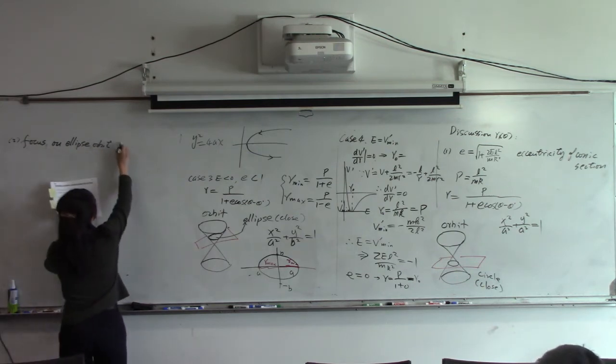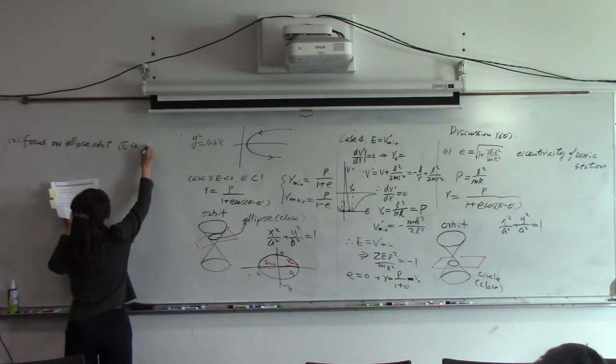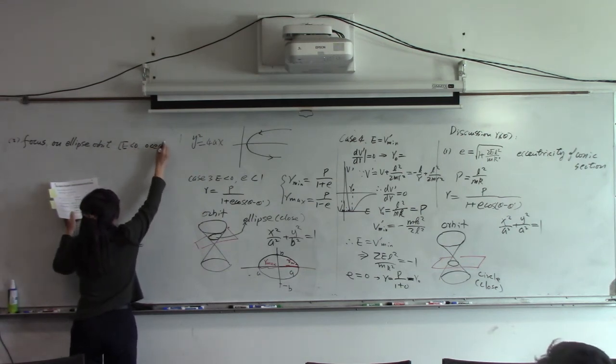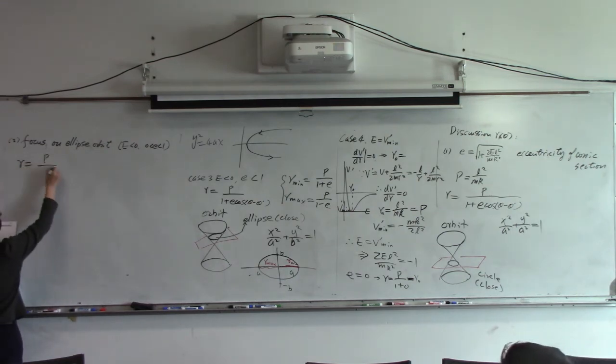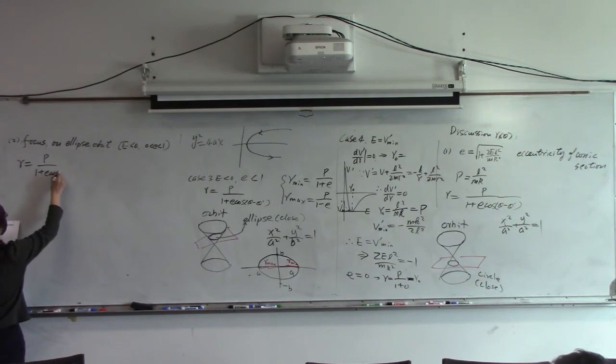That is, energy is negative, and E is between 0 and 1, right? If E equals 1 it is parabolic, and if E equals 0 it is a circle. So now let's discuss this formula, this orbit.